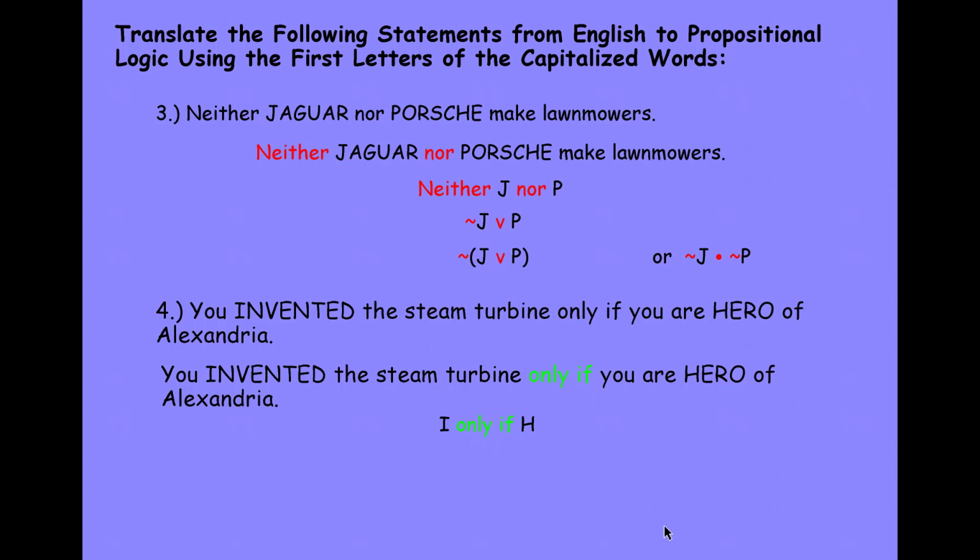So when we introduce our horseshoe here, we're going to keep them in the same order as the original sentence. I will be true only if H is true. So when I is true, H has to be true because it's true only if H is true. Since we only have one logical connective, we don't have to introduce any parentheses to disambiguate the scope of that connective.